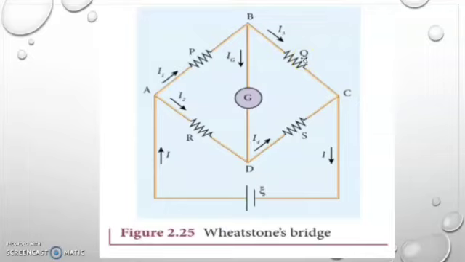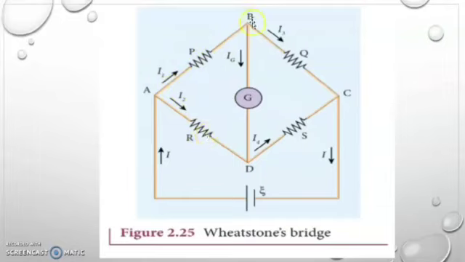There are four resistors P, Q, R and S, and there are two junctions, AC and BD. Across the junction AC, there is a battery, which is nothing but a power supply, and across the junction BD, a galvanometer is placed. And we know that current flows from the positive to the negative terminal. So when the current reaches the junction A, it splits into two currents, namely I1 and I2. I1 passes through the resistance P and I2 passes through the resistance R.